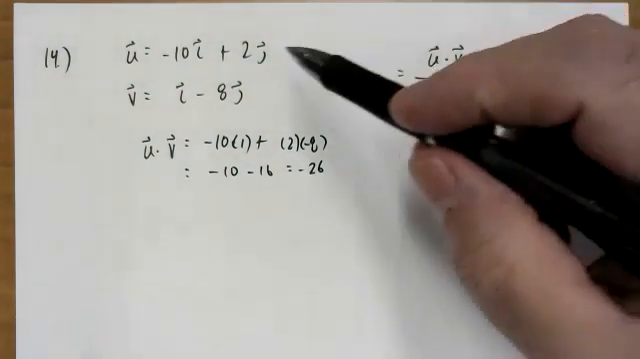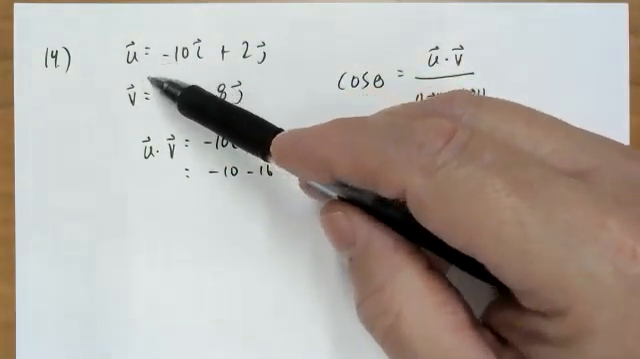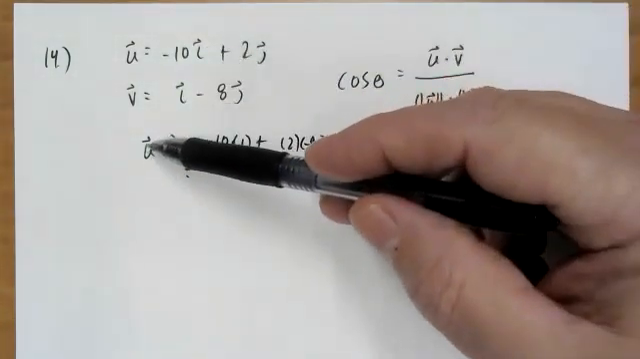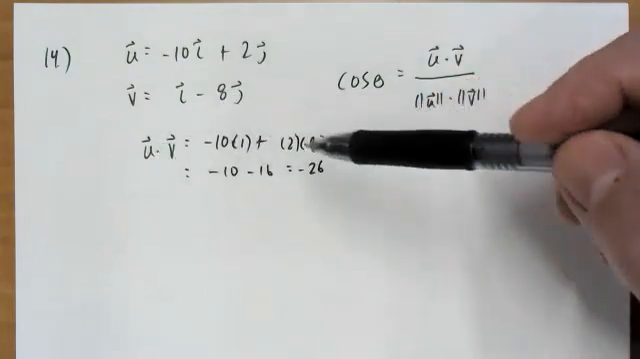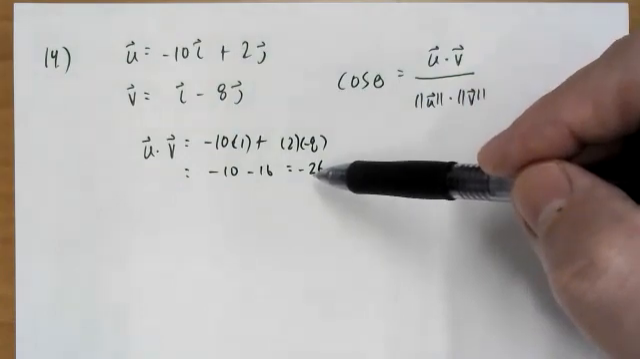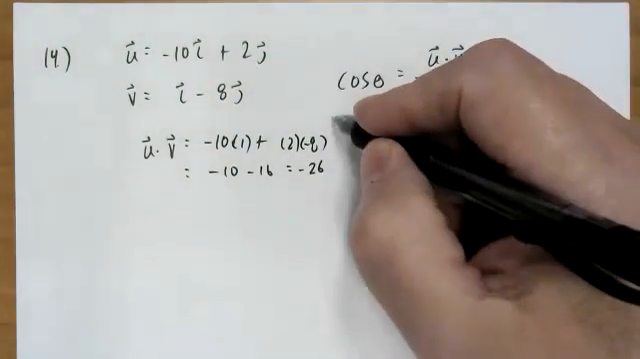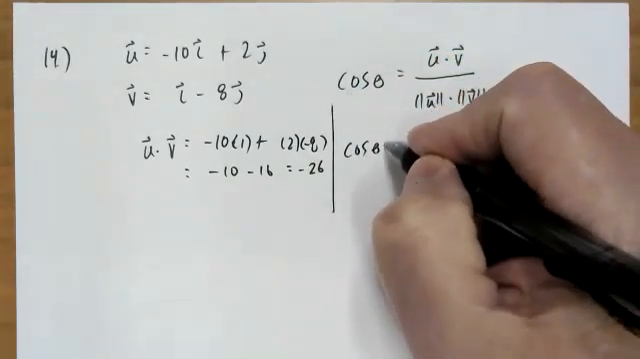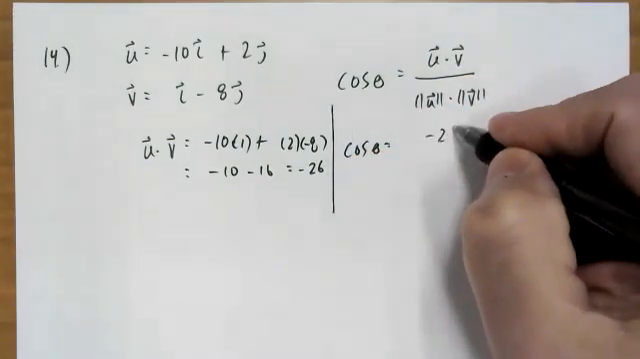It's interesting. Earlier in this review, we added and subtracted vectors. And when you add and subtract vectors, the answer is another vector. However, when you take the dot product of two vectors, the answer is just a number. So this is actually a number. It's not a vector. So the dot product is negative 26, that's the numerator.